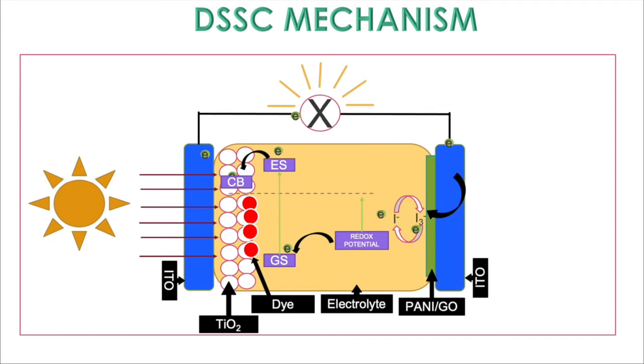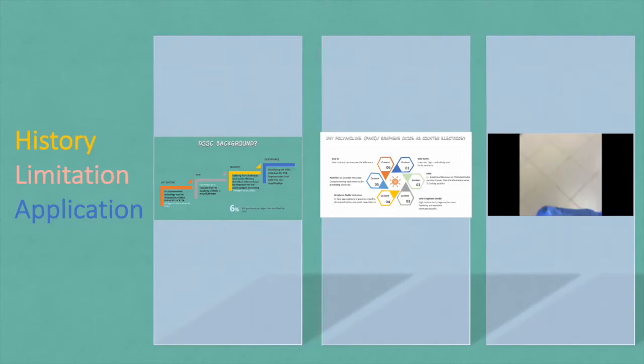The triiodide electrolyte gives the electron to the oxidized dye at the anode and regenerates the dye molecule in order to allow the process to continue. The current flows through the circuit as long as light falls on the cell. Here is the history, limitation, and application of the DSSC.